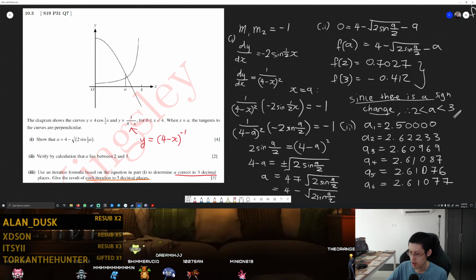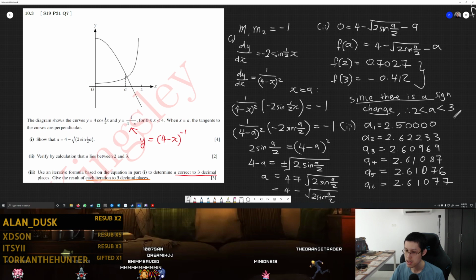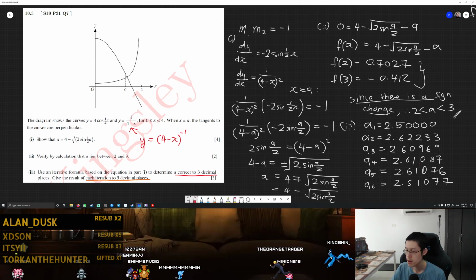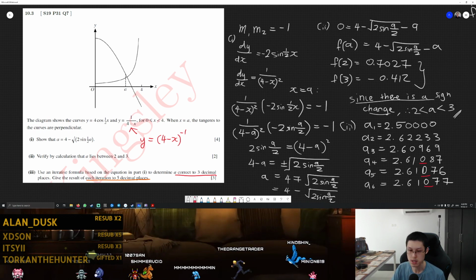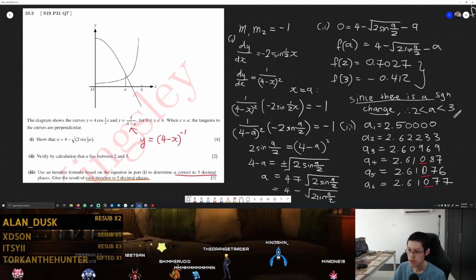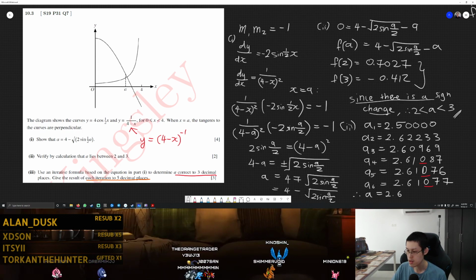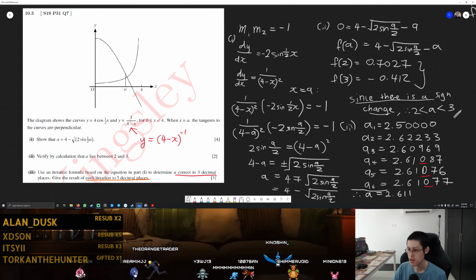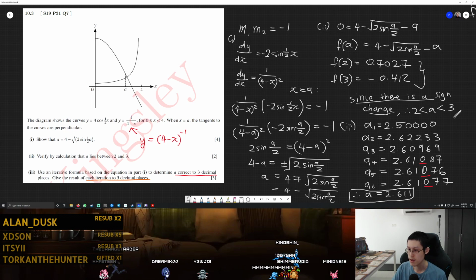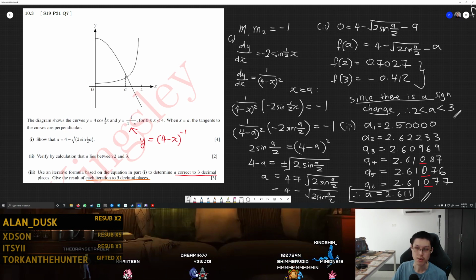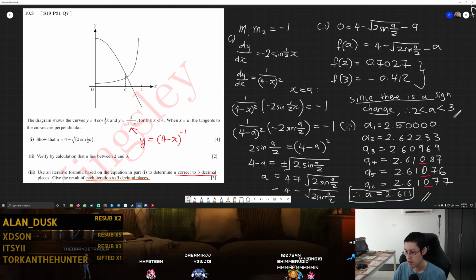There we go. So you can see here our third decimal place, which is this 0 here, has stopped changing. So you can actually stop. Therefore, our a, we have to write it correct to 3 decimal places. So that's going to be 2.611. So that's our final answer. Okay, so that's how you do it.